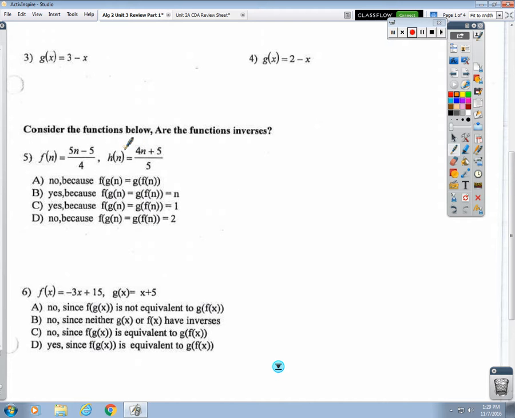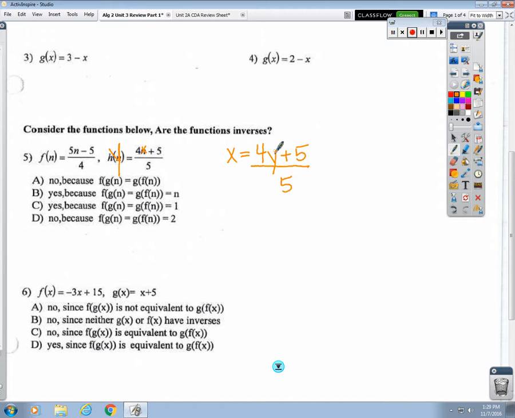Okay. So h of n I'm going to call y equals. And then this n I'm going to call x. Not that it really matters, but it just kind of sticks to the same thing every time. So if I switch the x and the y, it becomes x equals (4y plus 5) over 5.